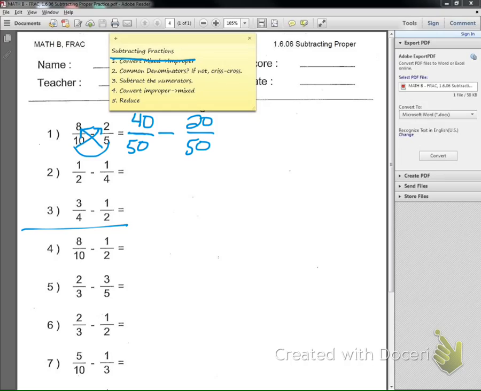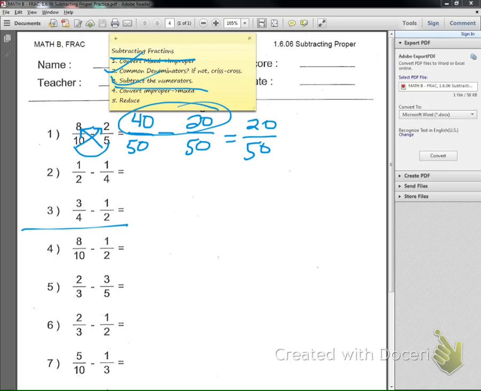Now that we have two fractions with common denominators, our next step is to subtract their numerators. The numerators, if you recall, are the top numbers. So 40 minus 20 is 20, but your denominator stays the same. It's 50. Convert improper fractions to mixed numbers. We have 20 over 50. Is that improper? No, it's not top-heavy, so we don't need to do that step with this problem.